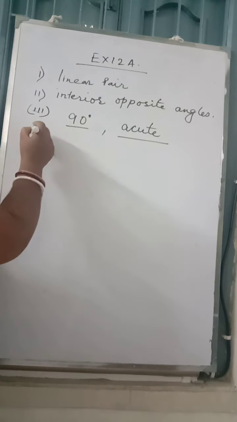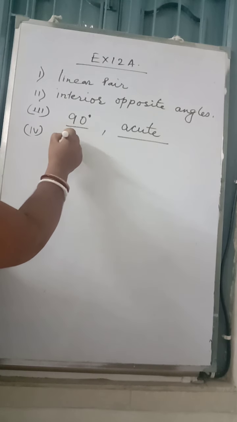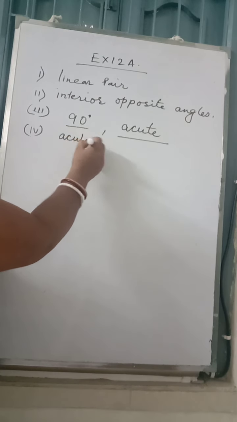Now the next is, if the exterior angle is an acute angle, then each of the interior opposite angles will be what? Acute only, na? Because the exterior angle is acute, so the interior opposite angle sum will be acute. If the sum is acute, both the angles would be acute.